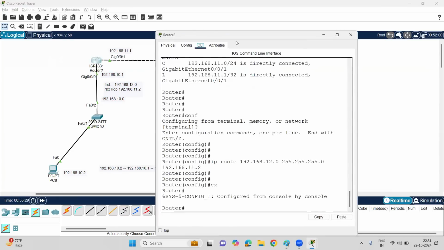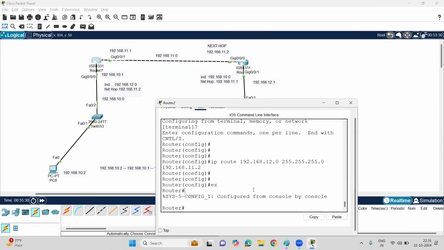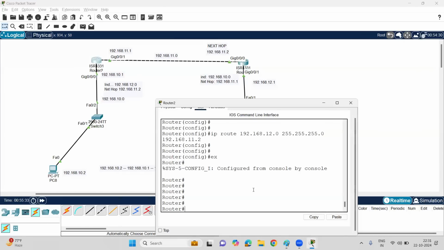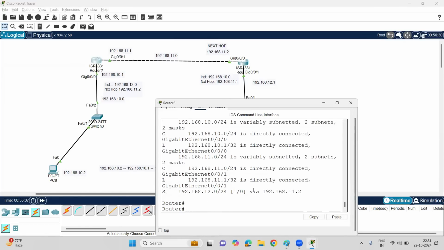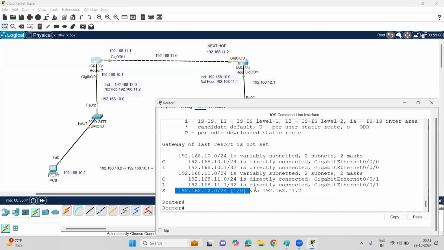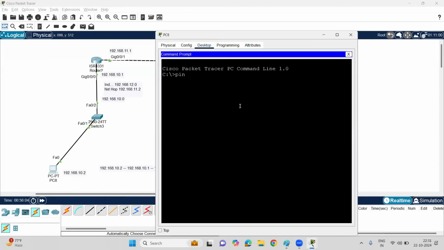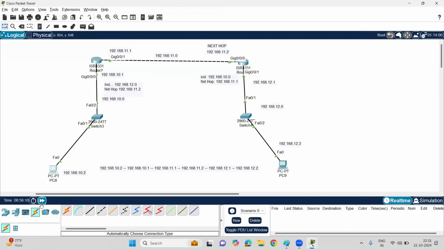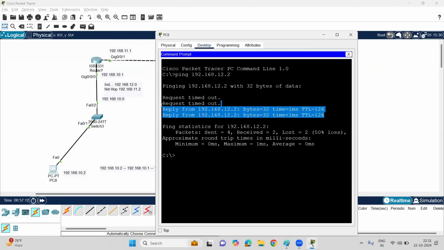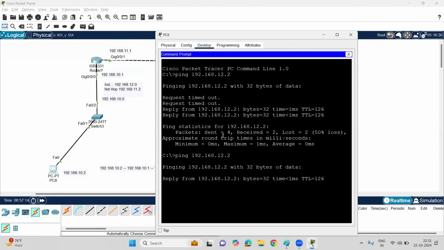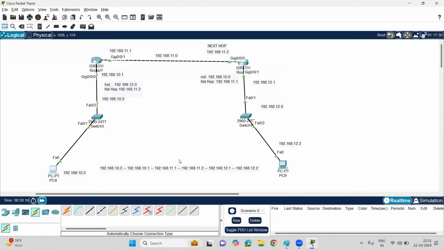Now if I ask this router, what is your indirectly connected network? What are the networks that you know? So put the command show IP route. It will say, yes, I got the indirectly connected network, right or not? Okay. Let's go to this PC and put the command ping 192.168.12.2. So it will ping. Clear? We got the response, right or not? We are getting the response. That's it.